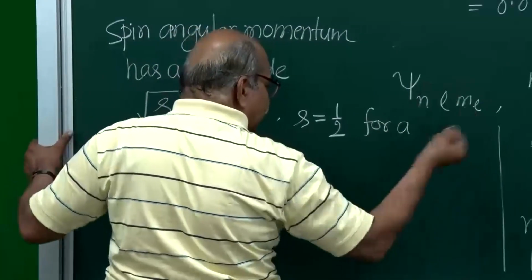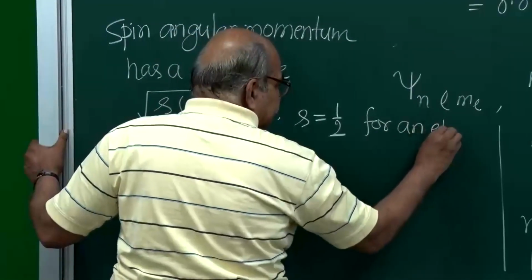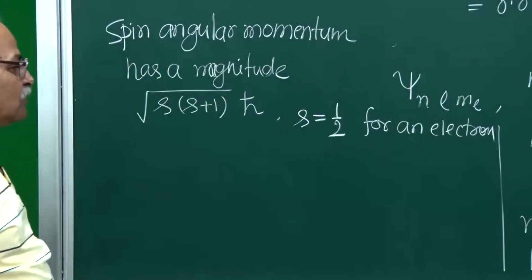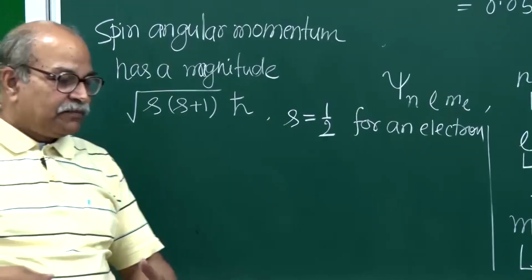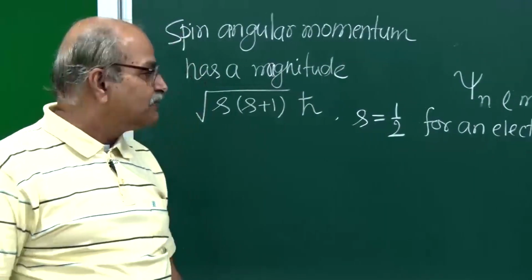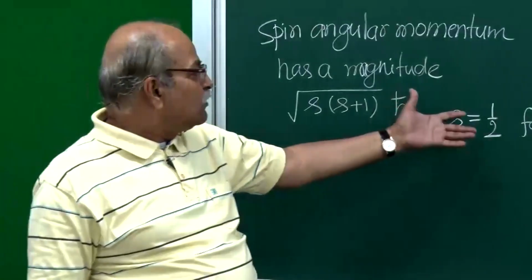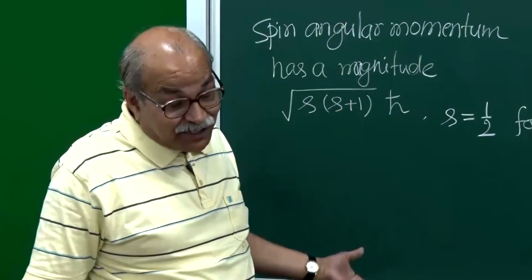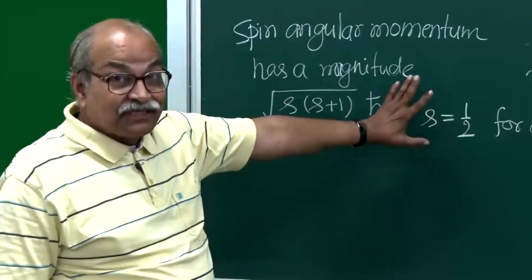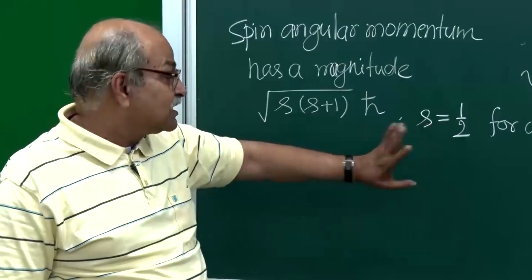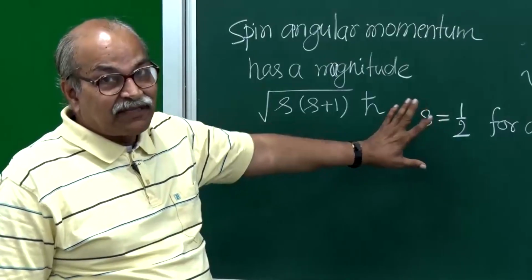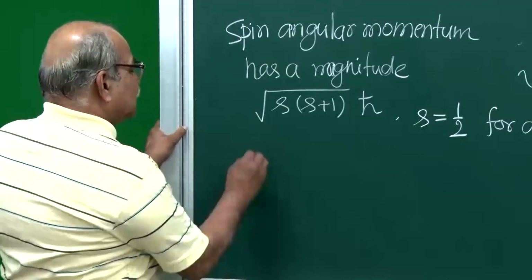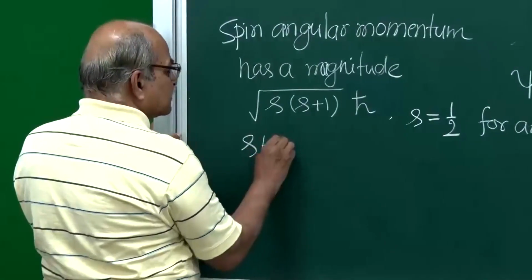For any electron, all electrons, and in fact all protons also, all neutrons also, there are many fundamental particles, they will have a spin angular momentum of this magnitude. The other magnitudes are also possible, but for electrons, no. Protons, electrons, neutrons, there is a fixed angular momentum magnitude. So we call them spin half particles. These are spin half particles.